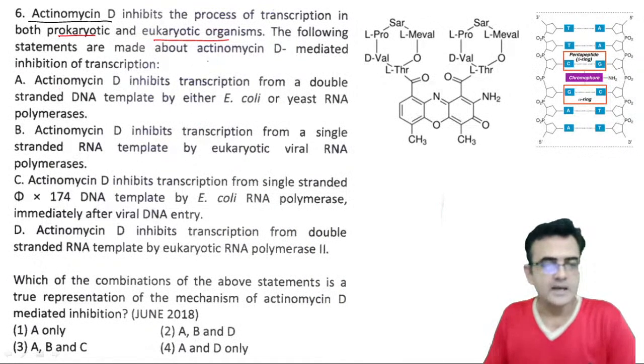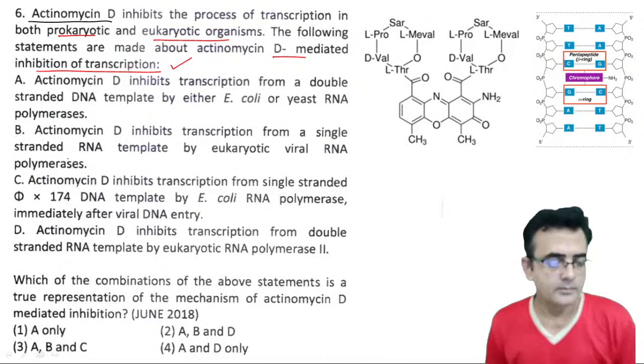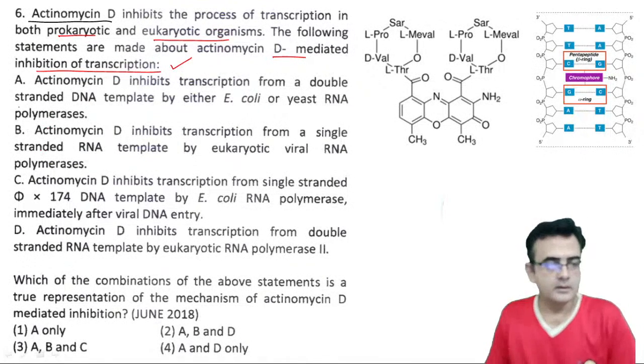The following statements are made about the actinomycin D mediated inhibition of transcription. So this is important actually. There are 4 statements, and we should read the statements. Actinomycin D inhibits the transcription from a double-stranded DNA template by either E. coli or by yeast DNA polymerase.